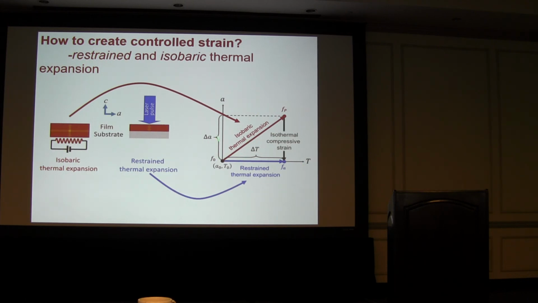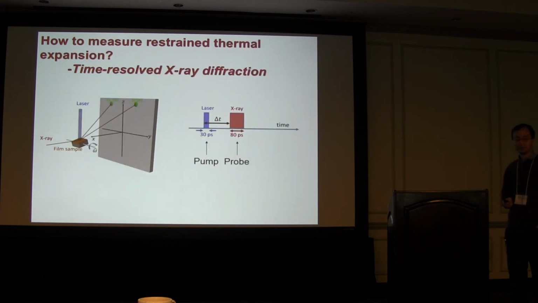We call this isobaric thermal expansion, and look at them together, right? So there are two different thermal processes. One is restrained thermal expansion, one is isobaric thermal expansion, and you compare them and you get the isothermal compressive strain effect. So that's just the idea.